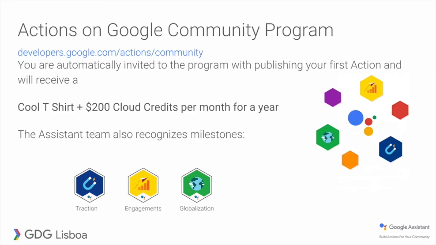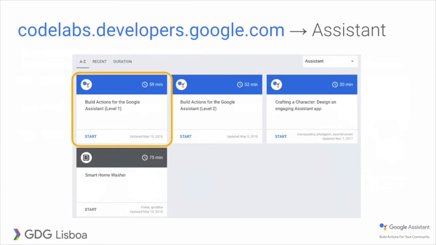Another thing that Google is promoting is that they're creating this Actions on Google community program, where if you publish your action, you're going to receive a free t-shirt and $200 cloud credits for a year. So the only thing you have to do is create an action that's good enough, publish it, and you get these things. Quite simple, right? There's also the code labs that you can do all this coding and learn how it's done, and you go step by step following them.